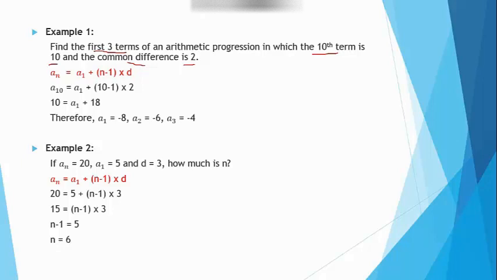Example 2. If an equals 20, a1 equals 5, and d equals 3, how much is n? Here we are asked to find the value of n. We apply the same formula an equals a1 plus (n take away 1) times d, where an, the final term, equals 20, the first term is 5, and then (n take away 1) times 3. Simplifying, you get 15 equals (n take away 1) times 3, so n take away 1 equals 5, where we divided both sides by 3 to get rid of the 3 attached to n take away 1. By simplifying, we get n equals 6.